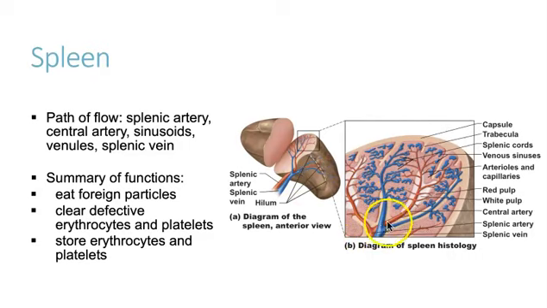So we see that central artery over here, and from there it is going to move into the sinusoids that we saw, and from the sinusoids it moves into venules and then out a splenic vein. So here's a little summary of the functions that we have. It's going to eat any foreign particles or pathogens like bacteria. It clears any defective red blood cells or platelets, and it can also store our red blood cells and platelets.